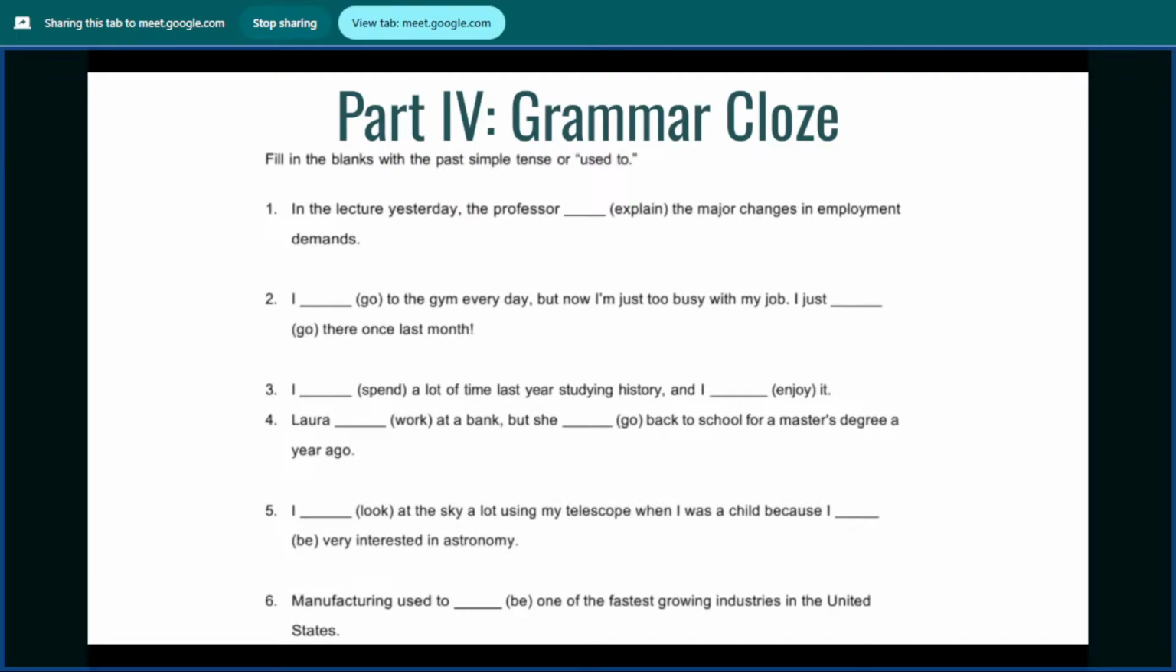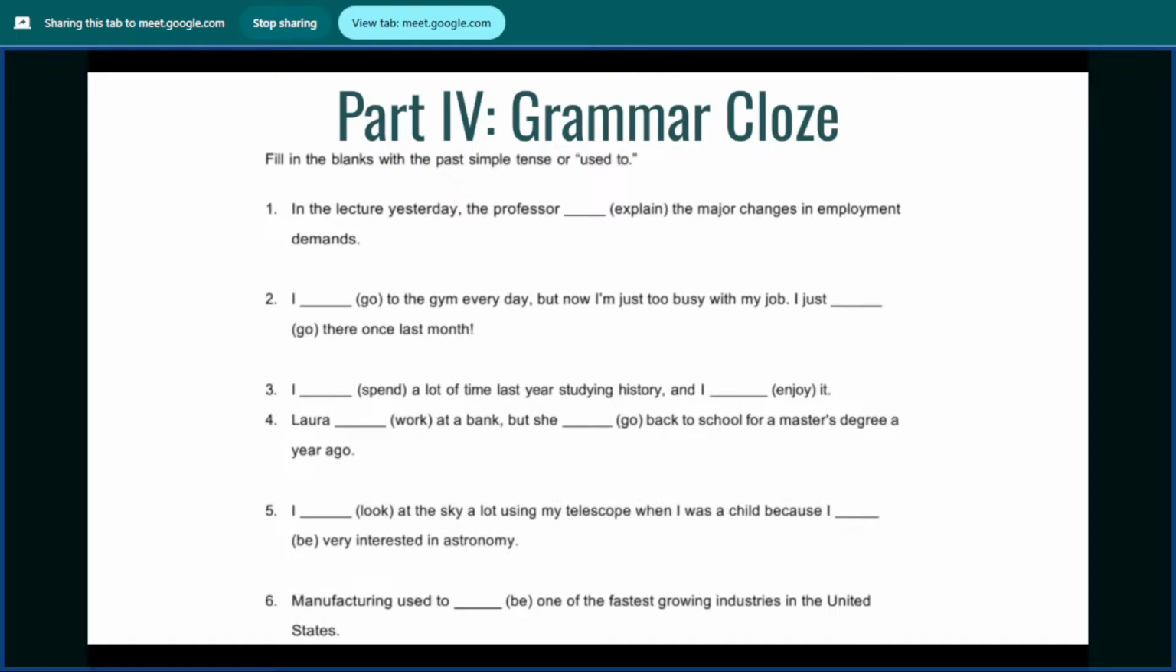Laura used to work at a bank, but she went back to school for a master's degree a year ago. Very good. Okay. Next. When I was a child, I used to look at the sky a lot using my telescope. Yeah, I missed that. Correct.